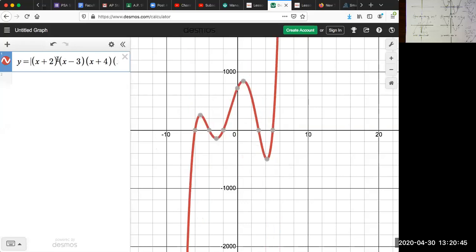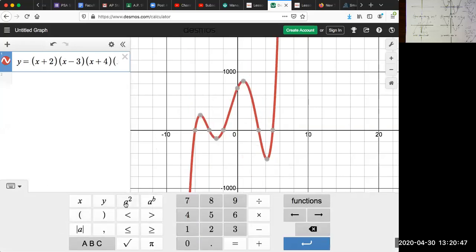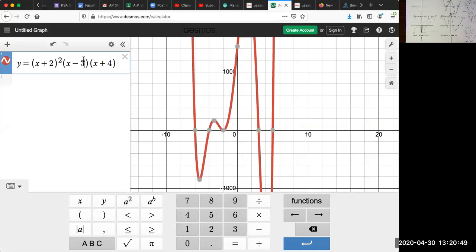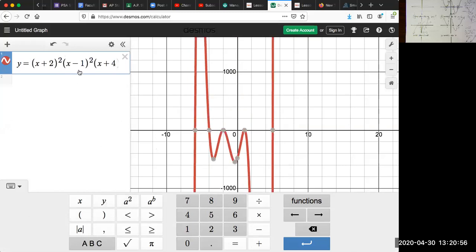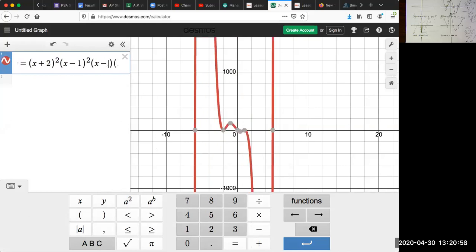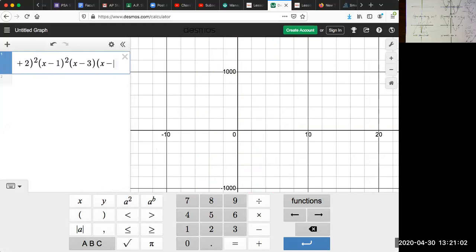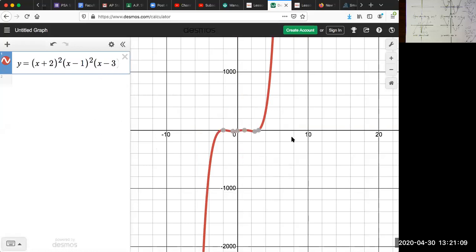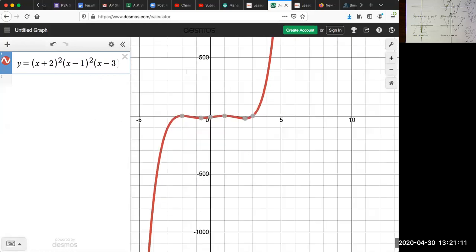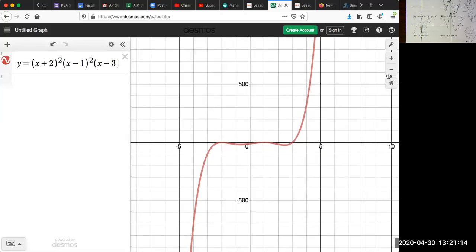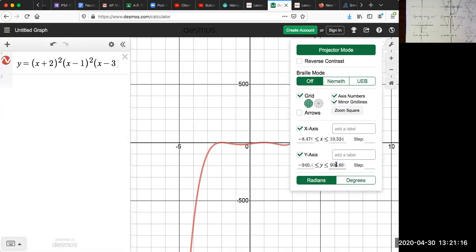x plus 2 squared, x minus 1 squared. You can even see how it's augmenting and changing. x minus 3. And then let's get rid of the others. Zooming in a bit. I'm going to have to change this a bit now.